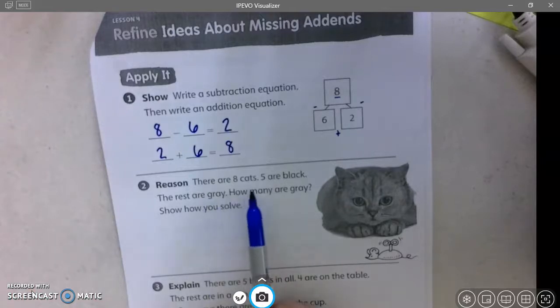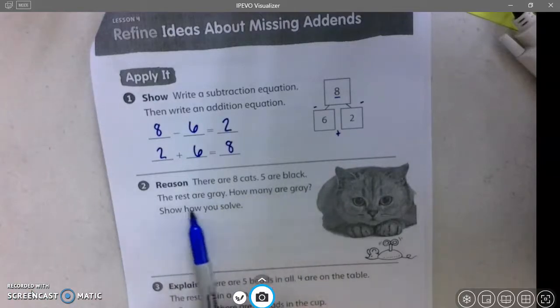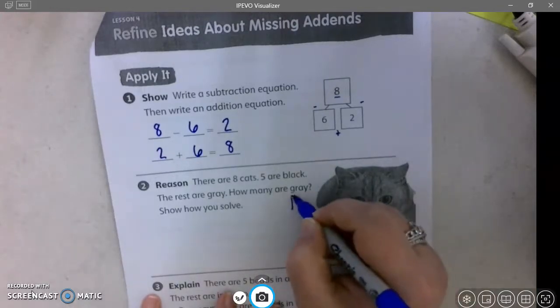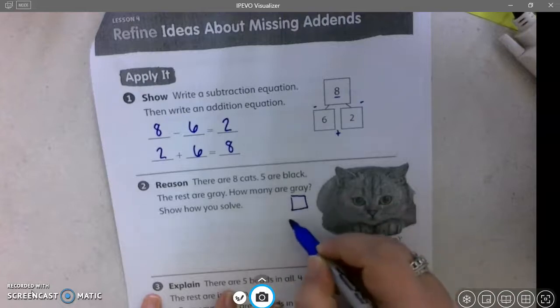There are 8 cats. 5 are black, the rest are gray. How many are gray? Show how you solve. Okay, so there's a couple of different ways that you can do this. I like doing the number bond just so that way I can see my numbers and know what I need to figure out. So I'm going to draw a number bond.